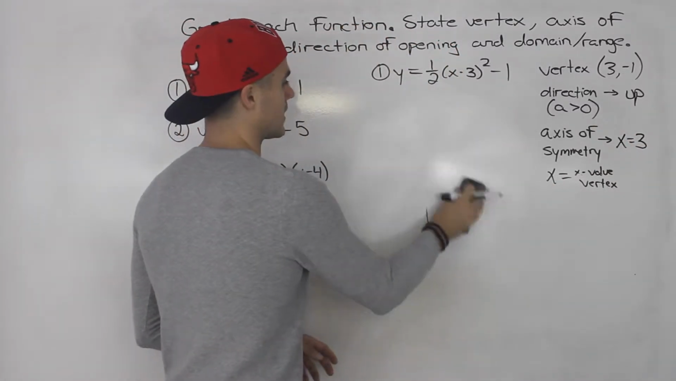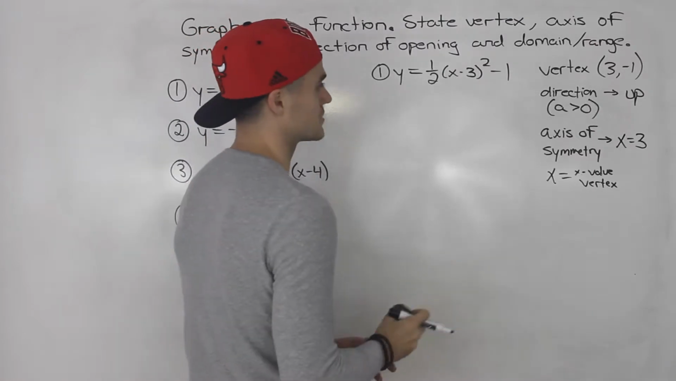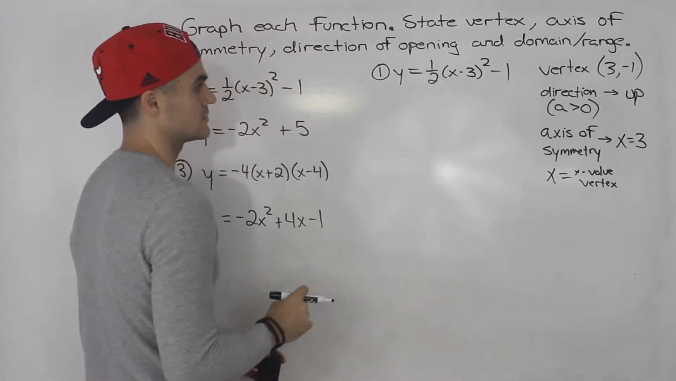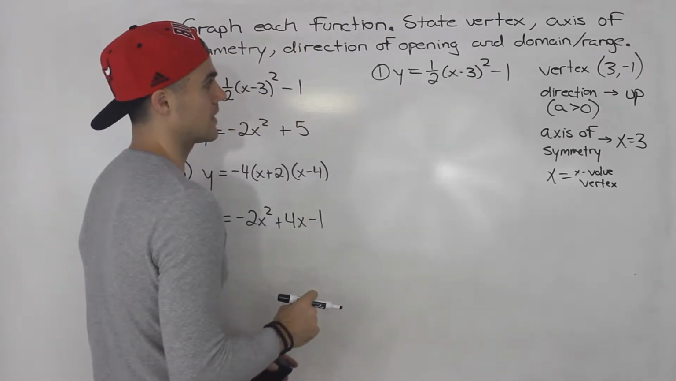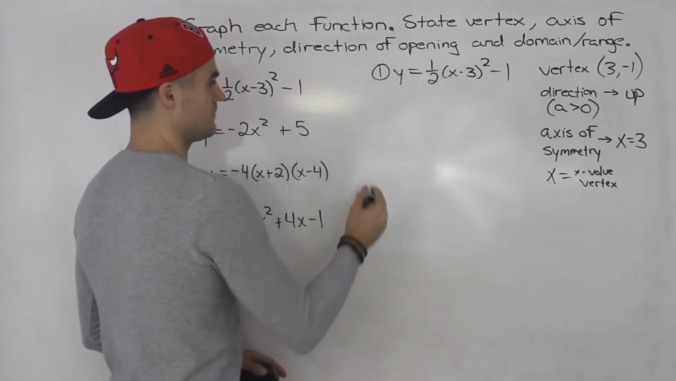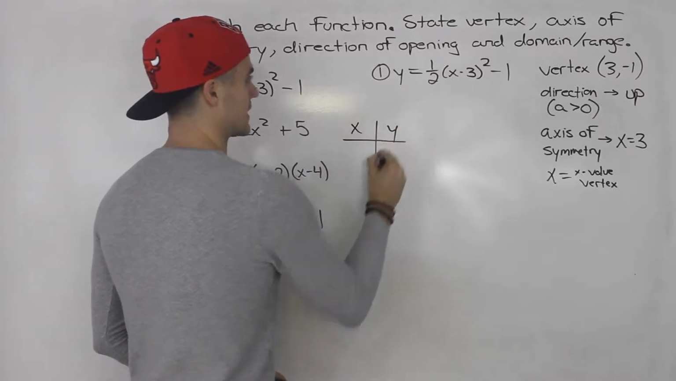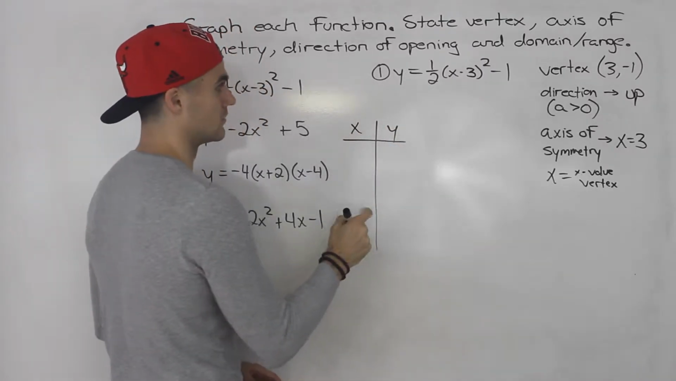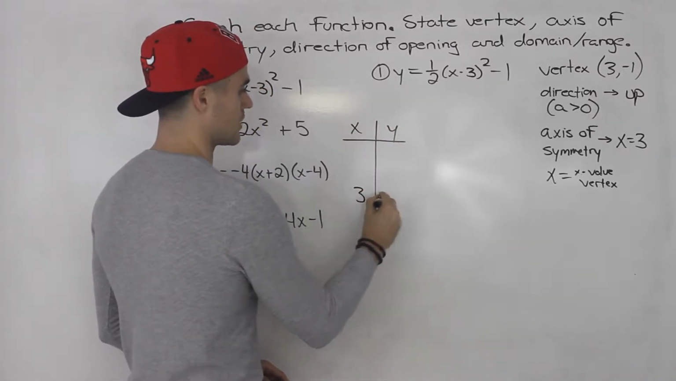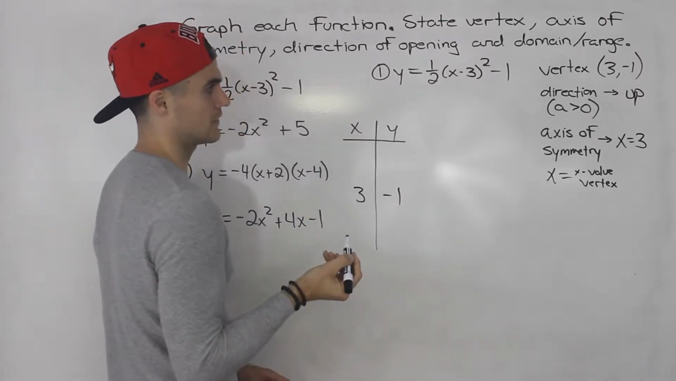And then domain and range, and then we have to graph it as well. So let's do that after. Let's state the domain and range after we graph it. Now, if this is in vertex form, the way I like to graph it is I like to put the vertex in the middle. So I like to put 3, negative 1 right there.